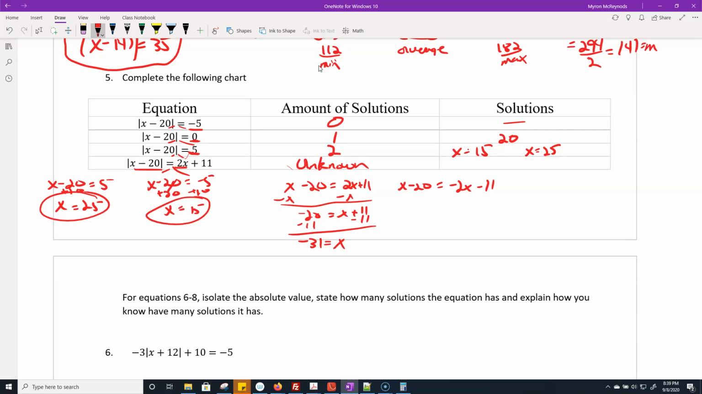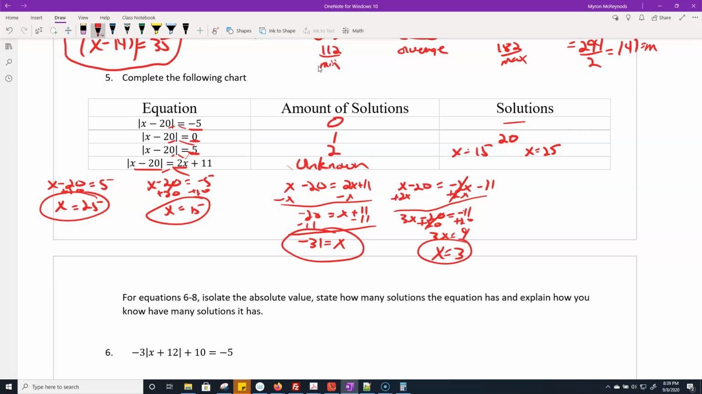So negative 31. X is negative 31. That's one answer. And on this one, let's see, we are going to add the 2x over. And I get 3x minus 20 equals negative 11. Let me rewrite that a little bit, negative 11. So plus 20 to both sides, 3x equals 9, right? Negative 11 plus 20 would be 9, so x is equal to 3 on this one.